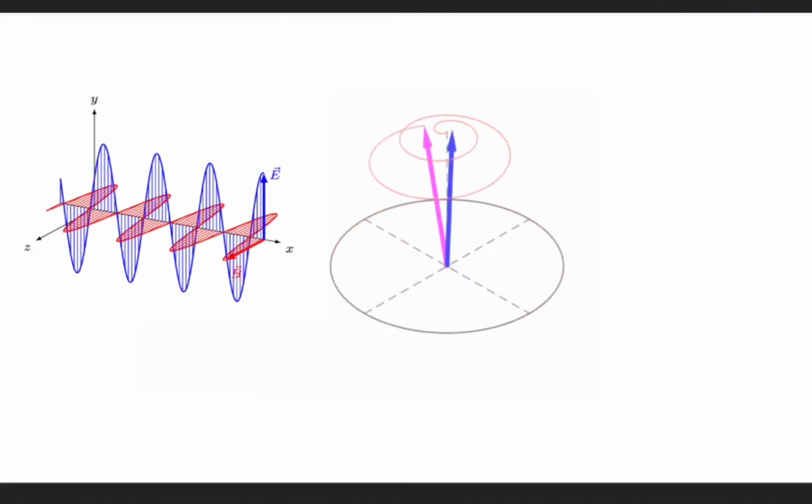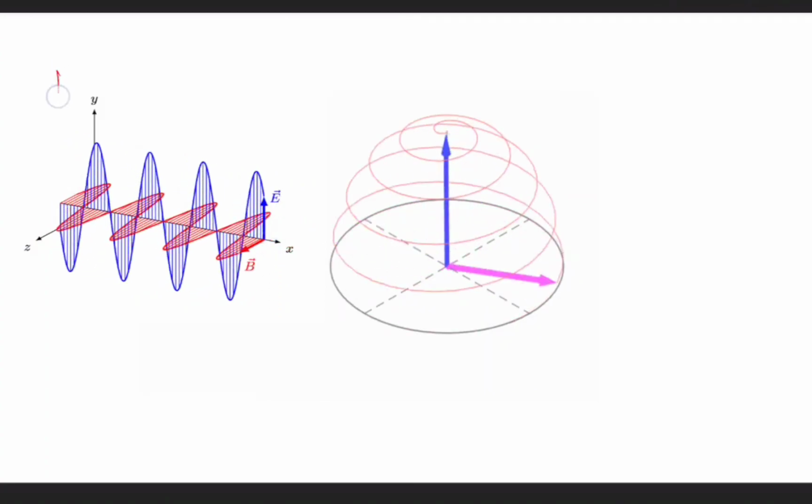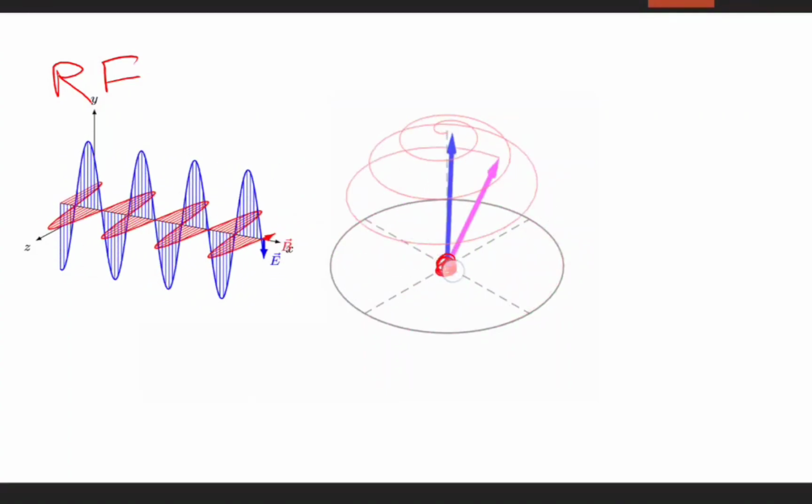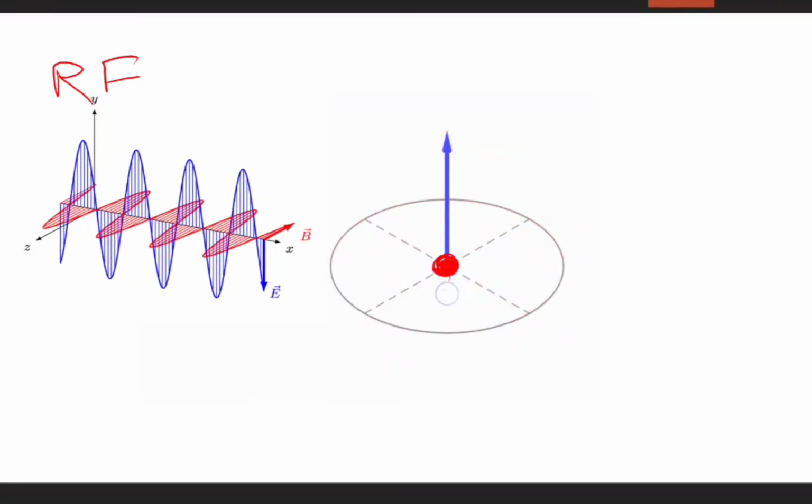Here you can see another good example to explain this. We are supplying RF. This is your hydrogen atom.